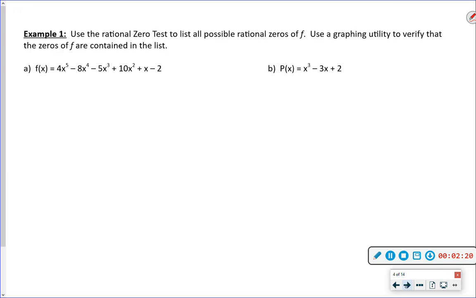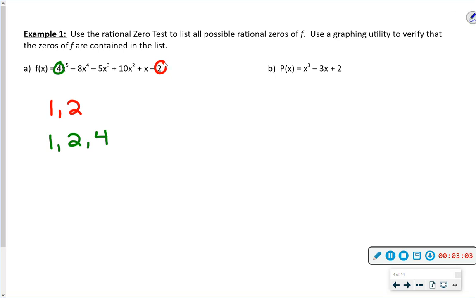So that is the first thing we're going to practice. Use the rational zero test to list all possible rational zeros. And then we're going to talk about verifying. So first thing I'm going to do is just look at my constant term. And notice I started you with some very small numbers, okay? 2 is prime. The only numbers that go into 2, of course, are 1 and 2. So that's easy. Then I'm going to look at the lead coefficient. Again, I started you with small numbers on purpose. So I'm going to list all the numbers that go into 4. 1, 2, and 4.